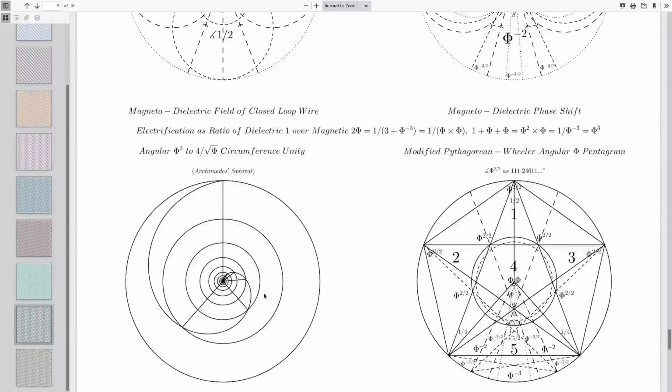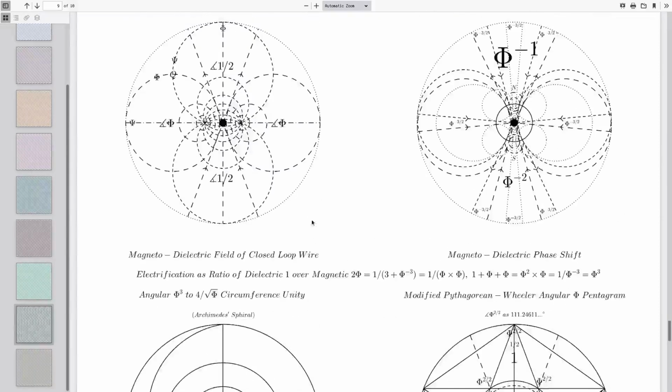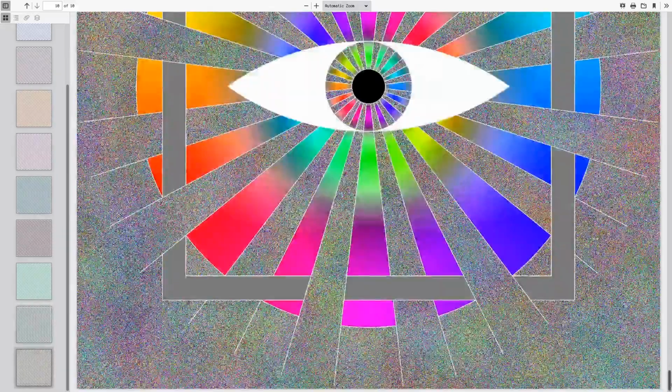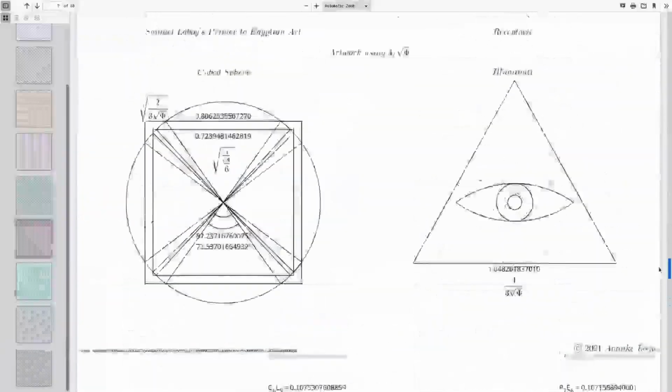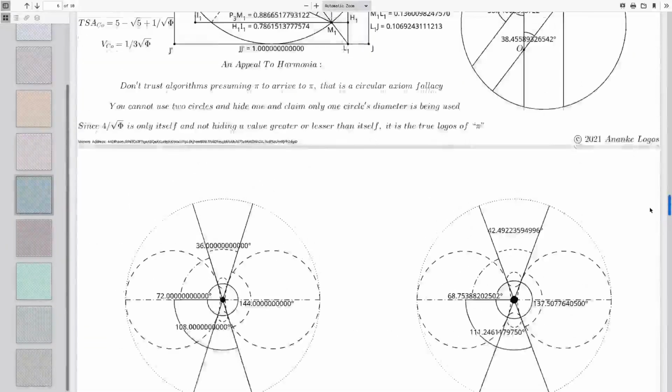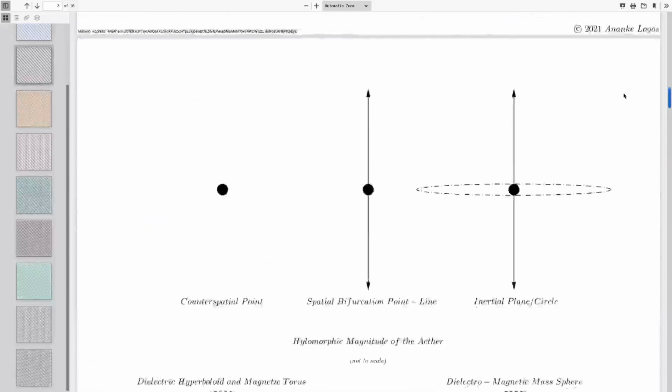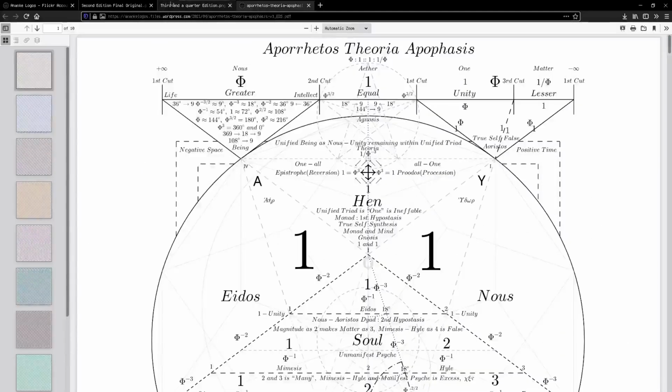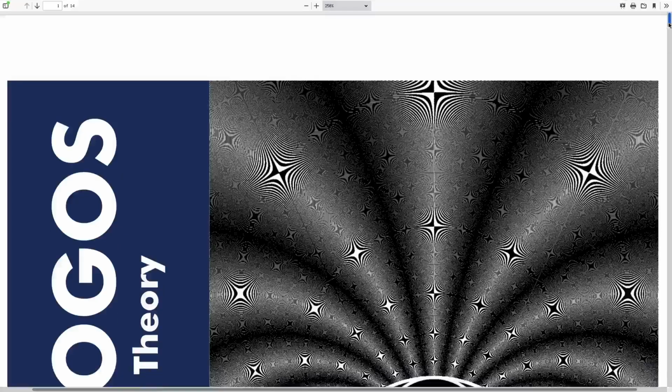I fixed the Archimedes spiral so that it was like going like this. It was wider than it was right now, but now I fixed it, so yeah. This part is different, and that's it. This part is the same. Yeah, so that's basically it.